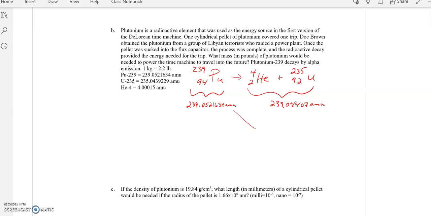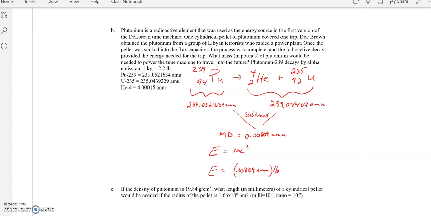We see the mass gets lost a little bit. That's because it turns into energy. We can find the difference there by subtracting. Our mass defect is going to be 0.00809 AMUs. That's our mass defect. From here, we can find out energy per atom of plutonium, how much energy we're going to get per atom. So E equals mc squared. Our mass here is 0.00809 AMUs.